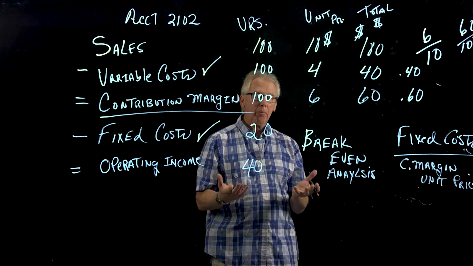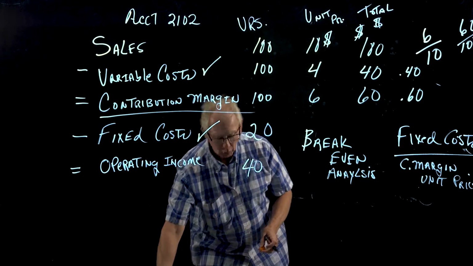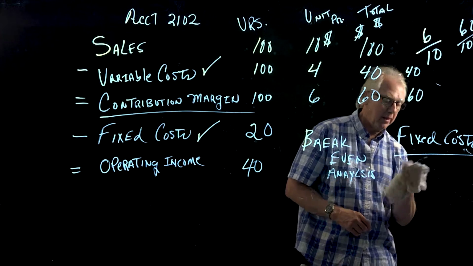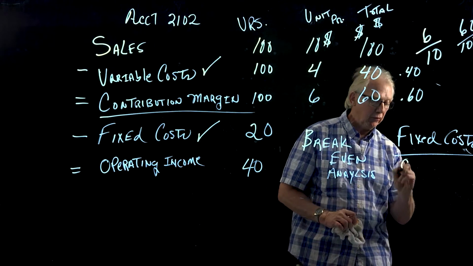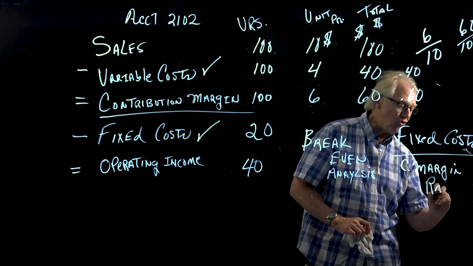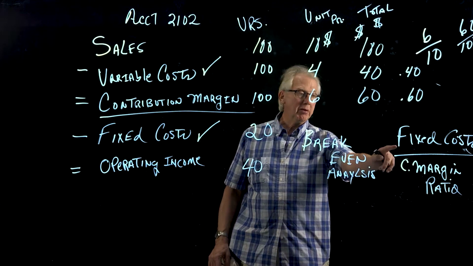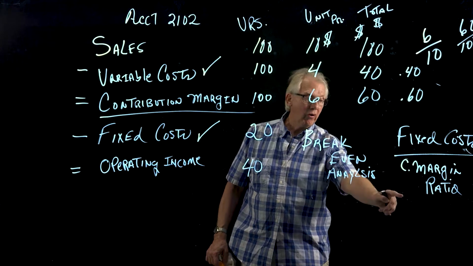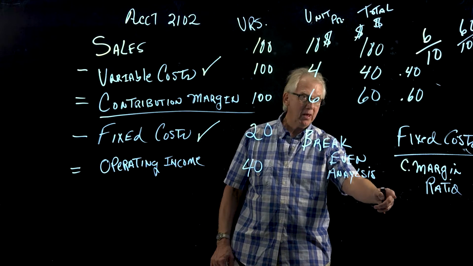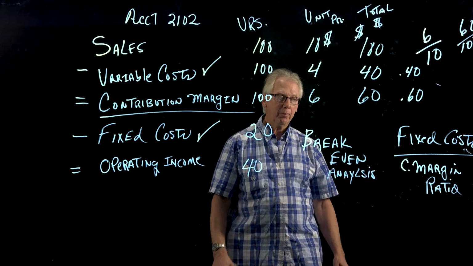Now, if we want to find out break even in total dollars, all we have to do is change the denominator to the contribution margin ratio. The contribution margin ratio. So essentially what this would be is 20 over 60%. Okay? 20 divided by 60%. That would give us break even in total sales dollars.